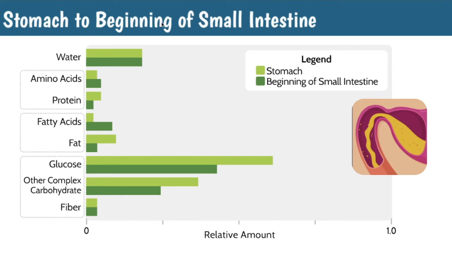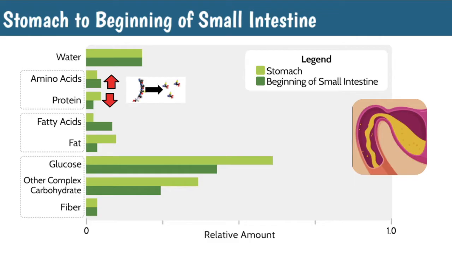Today we started in the small intestine, when we compared the number of food molecules from the stomach and the beginning of the small intestine. We saw that the number of amino acids increased and the number of protein decreased. That makes sense because we know that a chemical reaction was breaking the protein molecules into amino acid molecules.